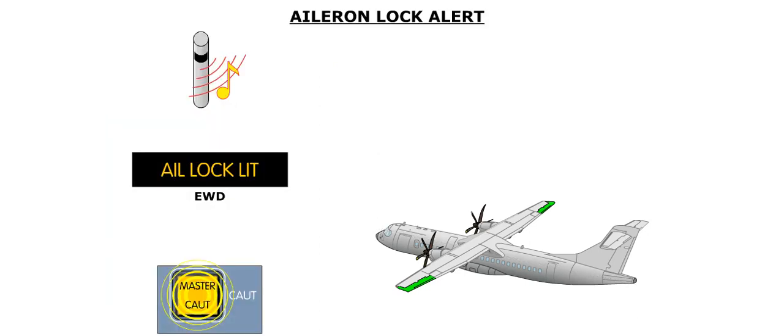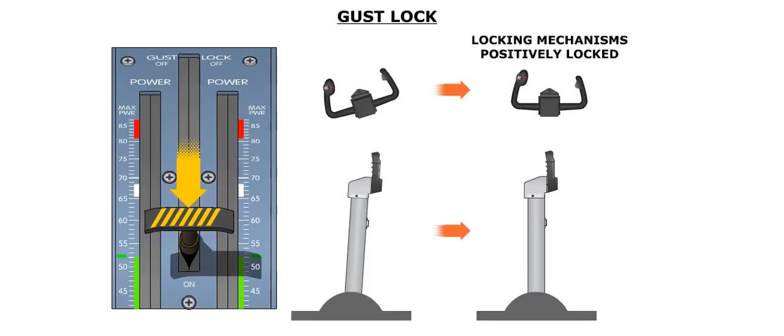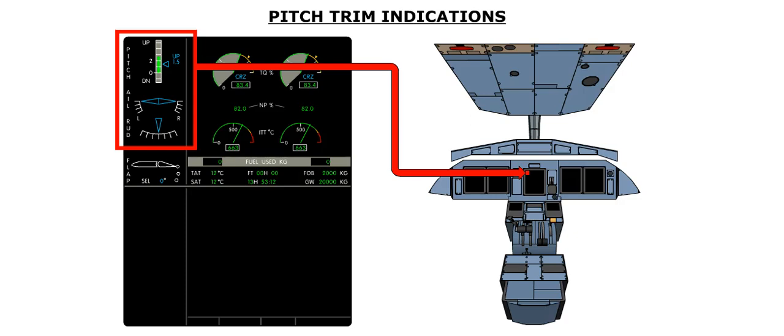An amber aileron lock LIT message is displayed in the event one of the aileron locking actuators disagrees with the position of the gust lock. This will be accompanied by a single chime and the flashing of both master caution lights. Engagement of the gust lock can occur regardless of the position of the flight controls. However, the controls must be brought back to neutral in order to positively lock the locking mechanism. Flight control trim positions are displayed on the EWD.